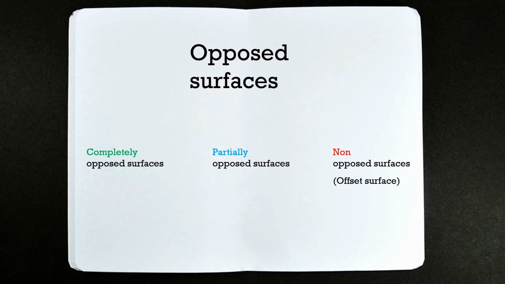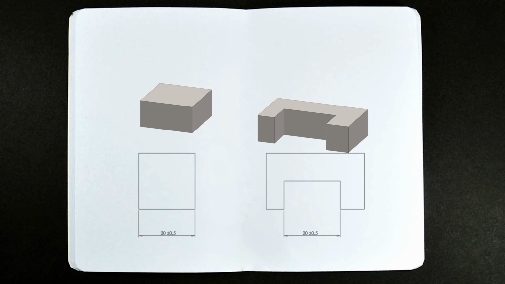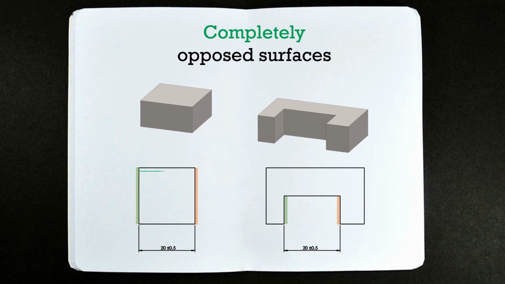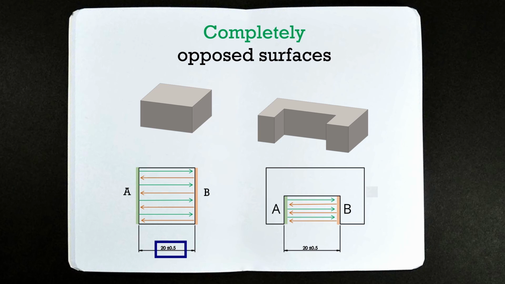offset surfaces. And in GD&T language, two parallel surfaces are called completely opposed if all the rays normal from each planar surface intersect the other surface. As we can see in this diagram, the faces A and B are completely opposed surfaces. This 20 plus minus 0.5 mm width of this cube and this slot of 20 plus minus 0.5 mm are completely opposed and parallel surfaces.